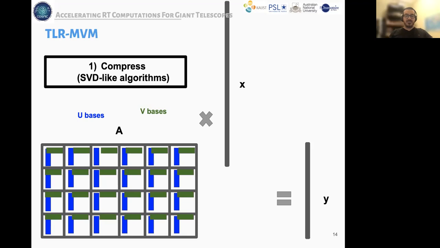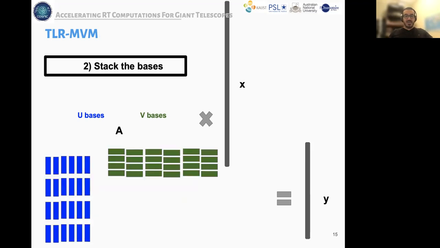And by doing this compression on each of those tiles, I move from a dense storage to a compressed storage with the U basis and V basis, right? And now I need to do a matrix vector multiplication by leveraging that data structure. So what I do first, I stack the bases. This stage basically takes all the bases and stacks them together so that we have better memory access and better locality.